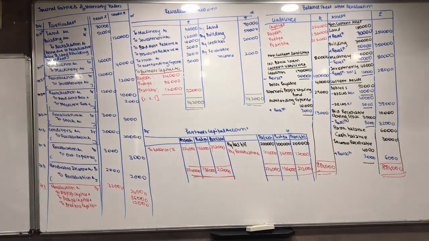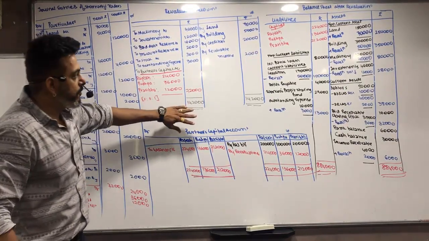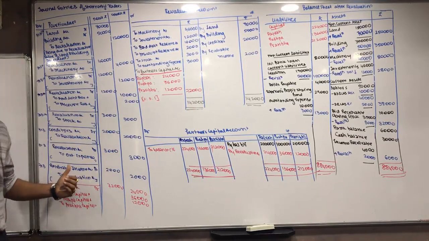All of you understood the flow of this sum. You know how to do it, journal entries, everyone understood. Okay, any confusion? First you do the posting over here, then make the journal entry.